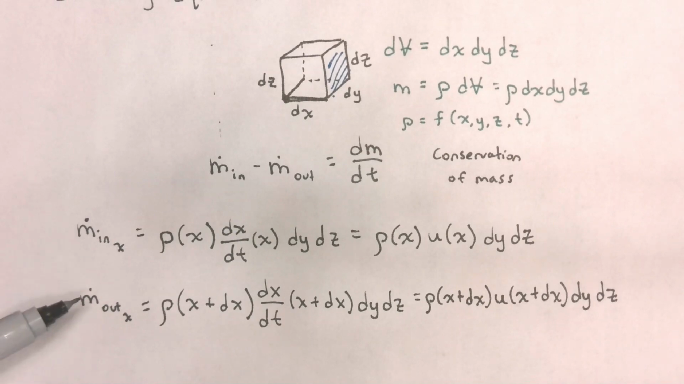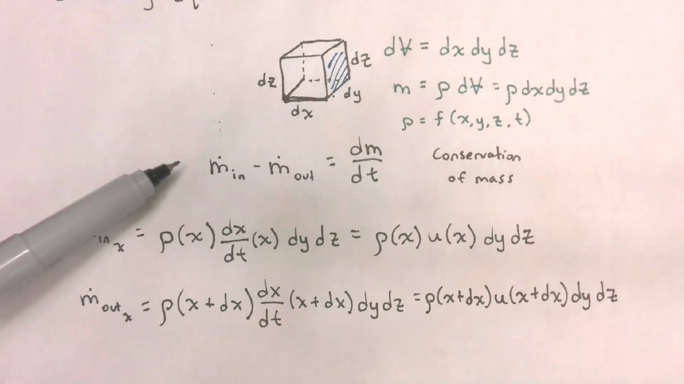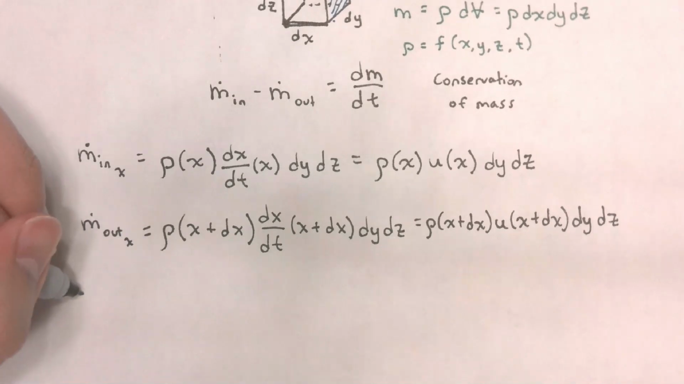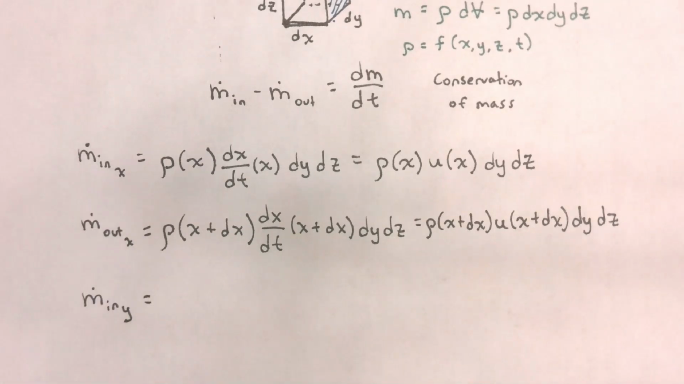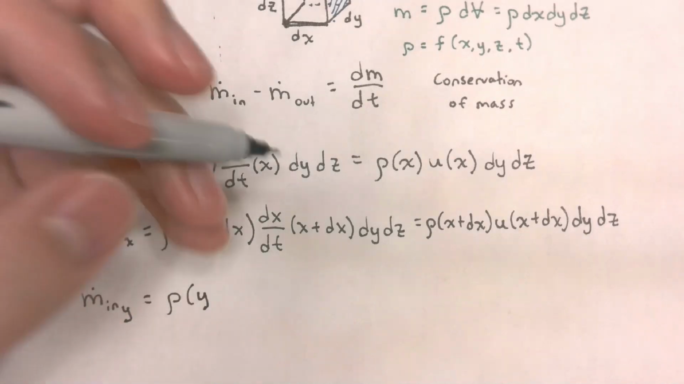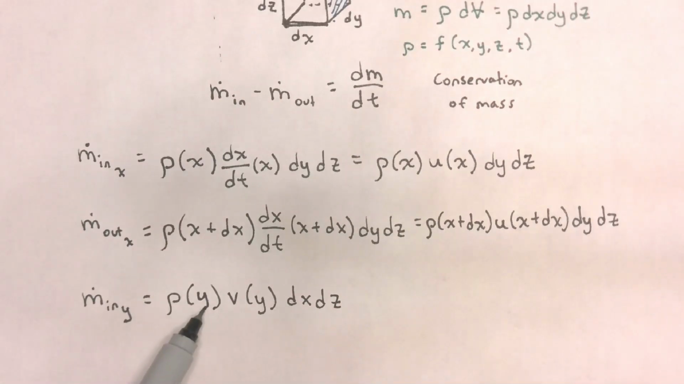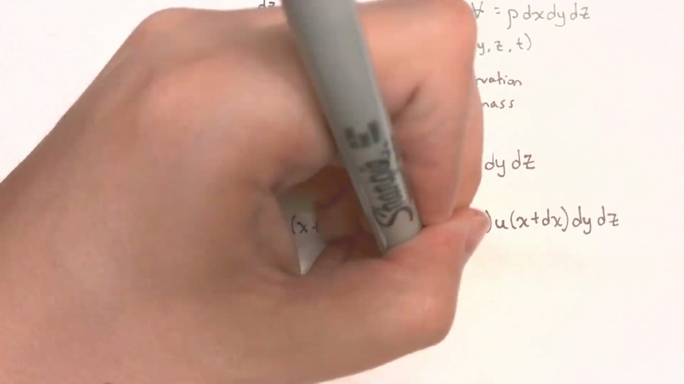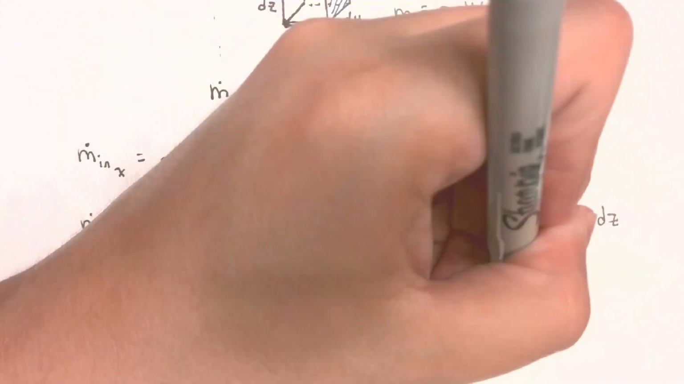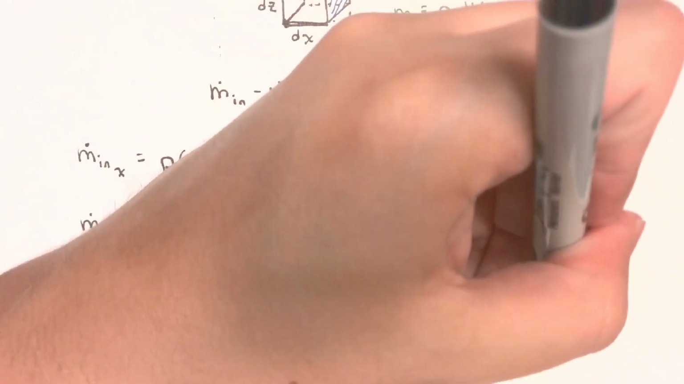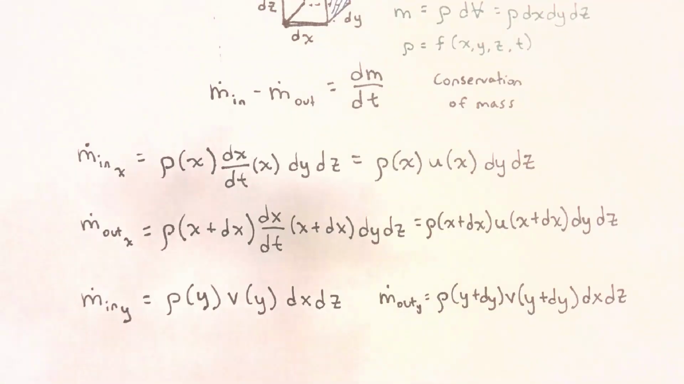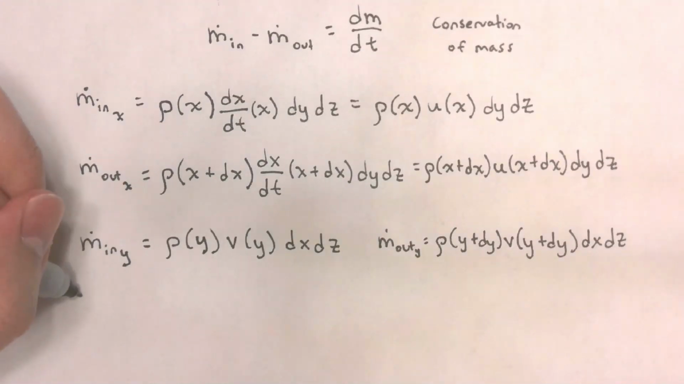We can apply this in the y direction and in the z direction similarly, and we can insert these back into our conservation of mass equation. So I'm going to try to write them down. In the y direction, we should have density at y times the y component of velocity at y times the area of the control surface, which in this case should be equal to dx dz. For the mass flux leaving, we should have density at y plus dy times y component of the velocity at y plus dy times the area of the control surface, which is dx times dz. We can do the same for the z direction.